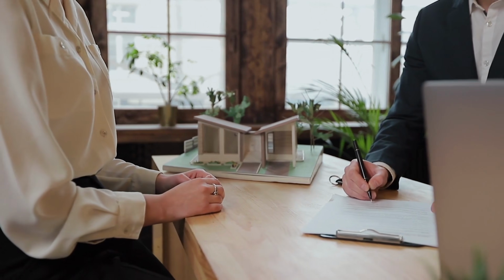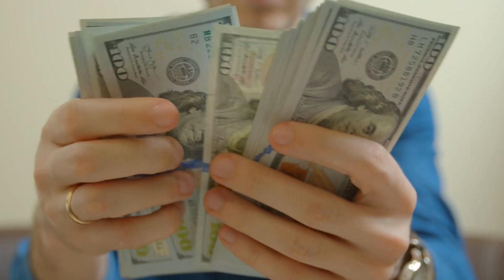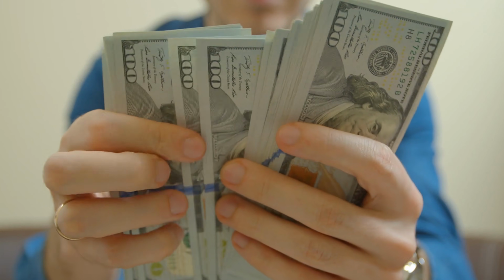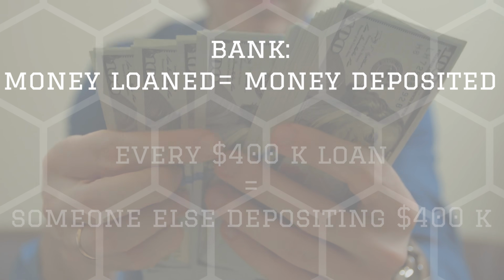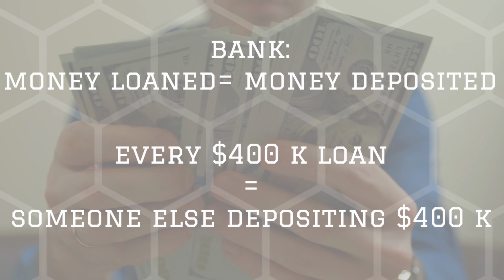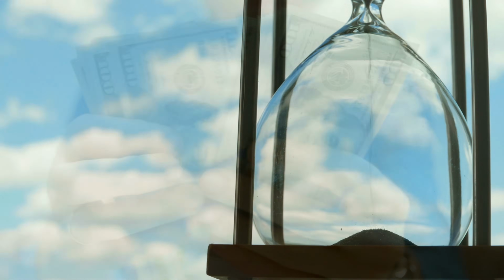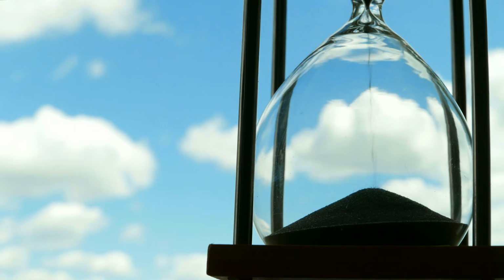Let's go back to that example of a person applying for a home loan for a second. A very limited understanding of how this transaction would work would be to assume that the bank just loans out money that other people deposit, and so for every $400,000 loan they write, they would have needed someone else to have deposited $400,000. And you know what? A very, very long time ago, this would have actually been the way things worked.